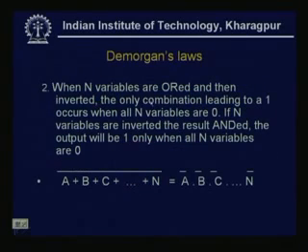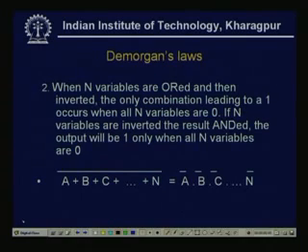See, when n variables are OR-ed, it is totally reversing. Now, here the n variables are first ORed, that means the OR operation of the n variables, and the only combination leading to a 1 occurs when all n variables are 0. So, again this is ORed, then it is inverted. And what do we mean by this term? The only combination leading to a 1.